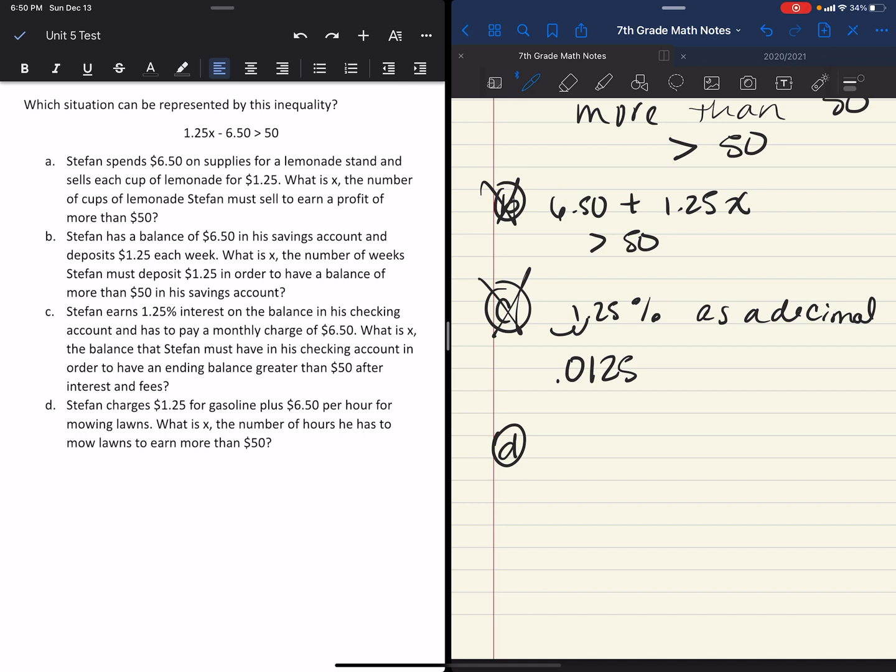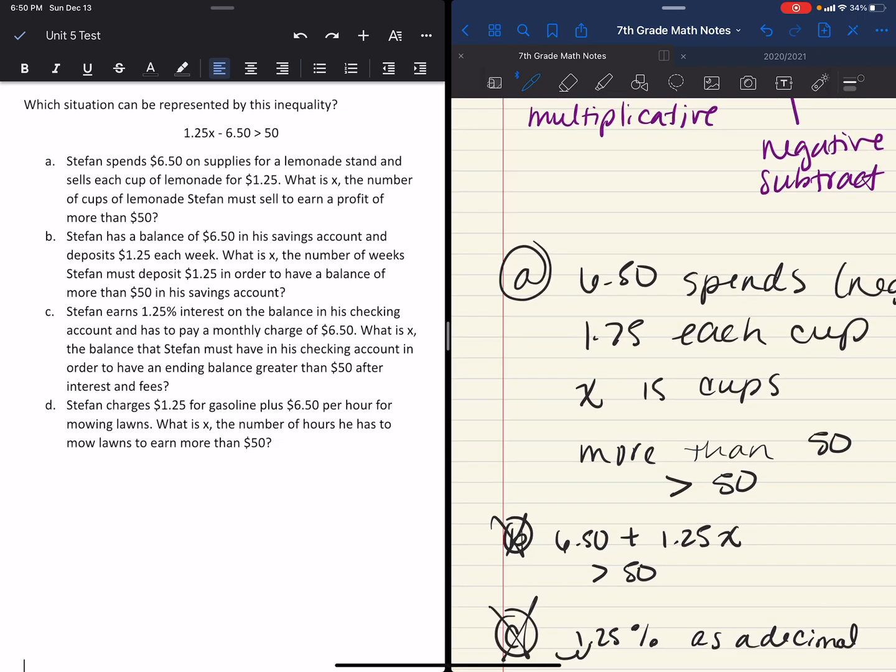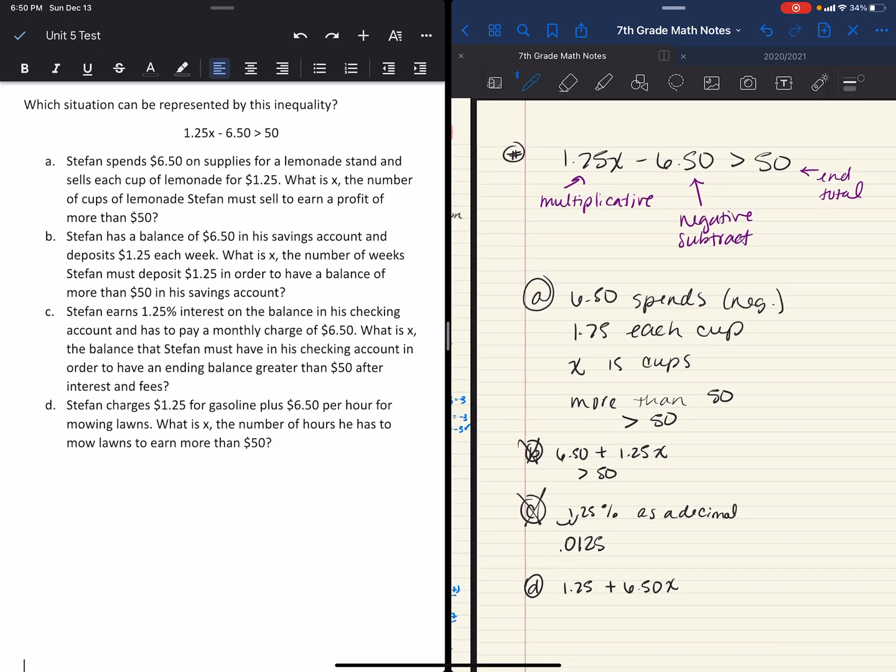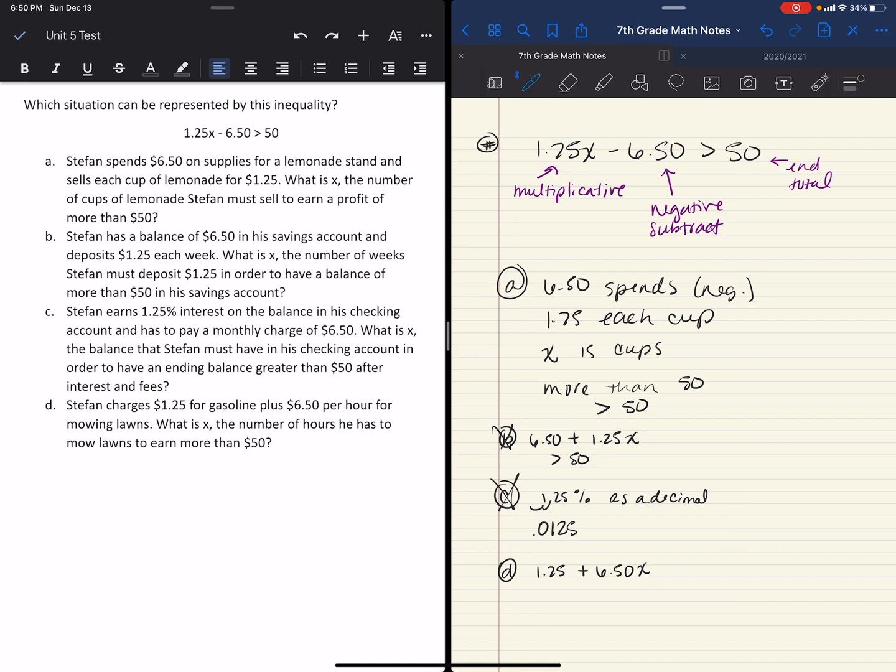D, Stefan charges $1.25 for gasoline plus $6.50 per hour. What is X, the number of hours? Well, in this case, it's saying the $6.50 is multiplicative, whereas the $1.25 is additive. Whereas we know in our original, the 1.25 is multiplicative, the 6.50 is additive, but it's being subtracted. So D can't be our answer, which does leave us with A.